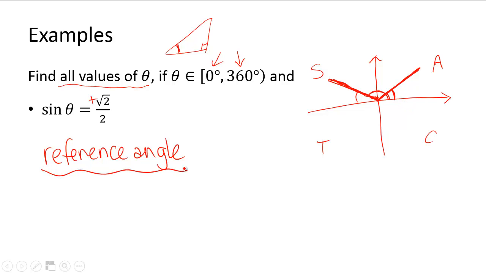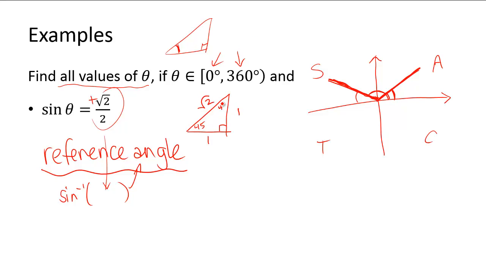For a reference angle, if this is some random decimal, you can just do sine inverse of the decimal to find the reference angle. However, this is not some random decimal. It's something that you should be able to recognize as an exact value option. So remember your special triangle that had root 2 in it? It was half a square. Root 2, 1, 1, 45, 45.